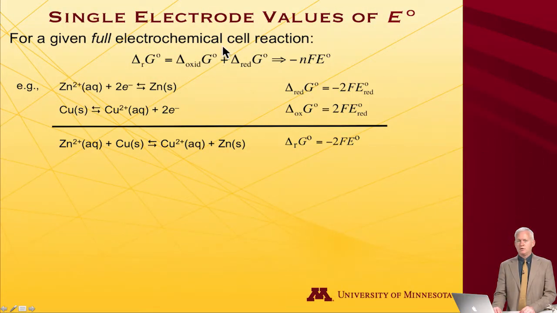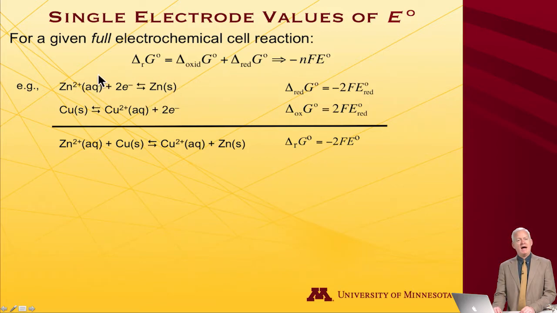Having discussed in the last video how to go about measuring standard potentials, let's now take a look at their utility. So let me consider a full electrochemical cell reaction. The standard state free energy of reaction is going to be equal to the standard state free energy of oxidation plus that of reduction, and those are all related to minus nF times the standard state reduction potential. We've worked previously with zinc and copper, so I'll put those two as examples.